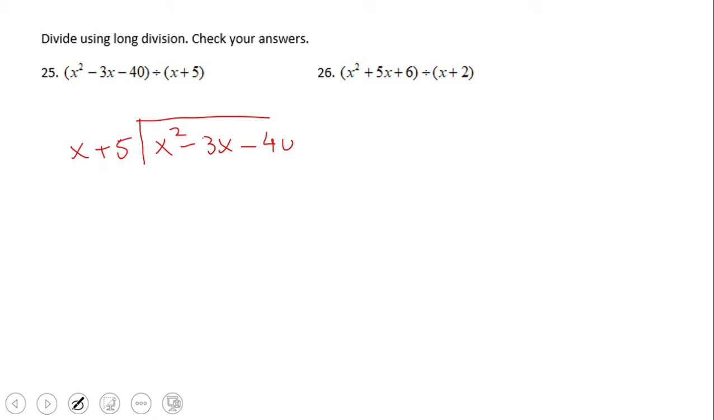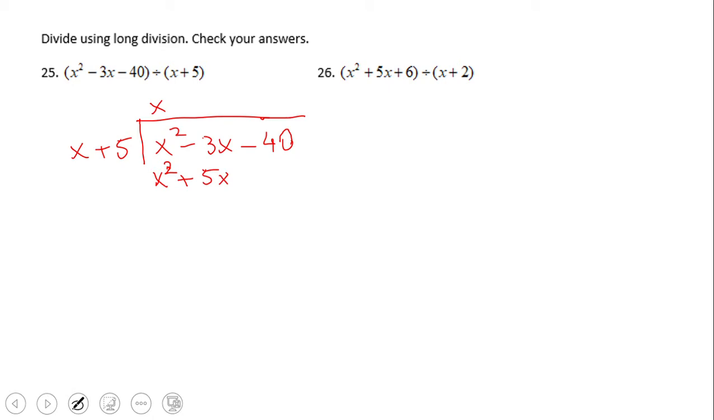We're going to do the division like you used to do long division for real numbers. And the same story, we can use a kind of guess and check. What times x is x squared? Obviously that will be x. And now we're going to do the multiplication. x times x is x squared, and x times 5 is 5x.